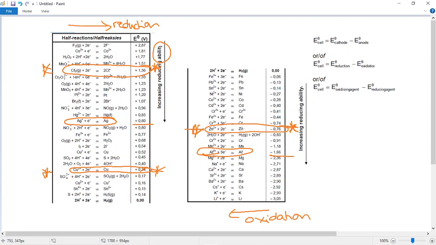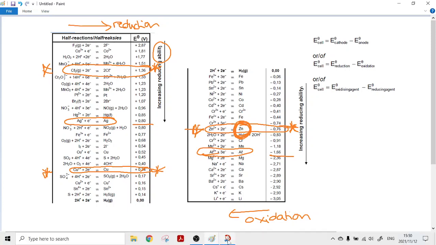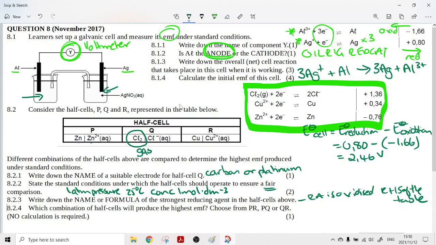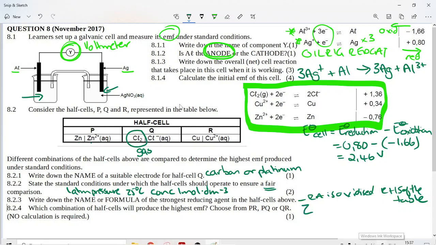is furthest down here and is on the right-hand side, because the reducing agents are on the right-hand side. The one furthest down and on the right-hand side will be zinc metal, which is Zn. It's on the right-hand side, it's a reducing agent, and it's right at the bottom.